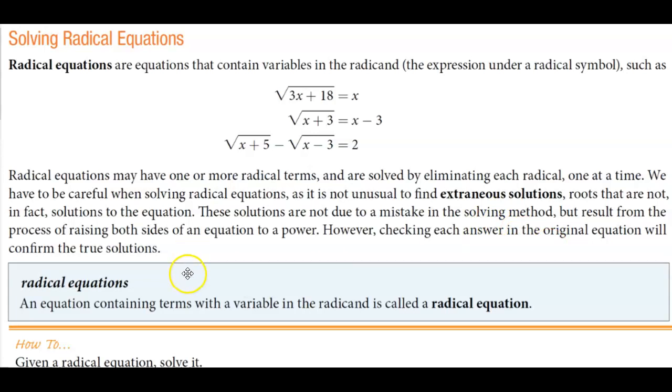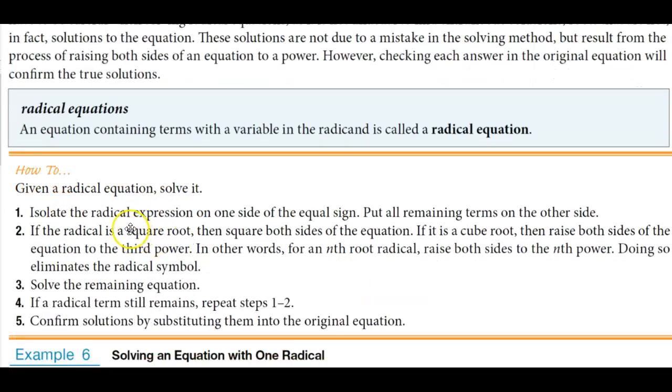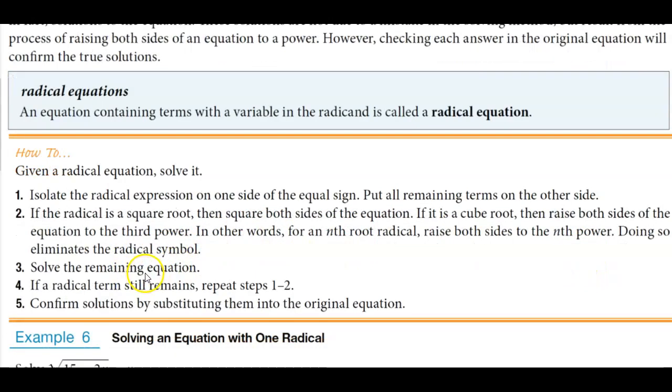Now, an equation containing terms with a variable in the radicand is called a radical equation. Given a radical equation, to solve it, one, isolate the radical expression on one side of the equal sign. Put all remaining terms on the other side. Two, if the radical is a square root, then square both sides of the equation. If it is a cube root, then raise both sides of the equation to the third power. In other words, for an nth root radical, raise both sides to the nth power. Doing so eliminates the radical symbol.